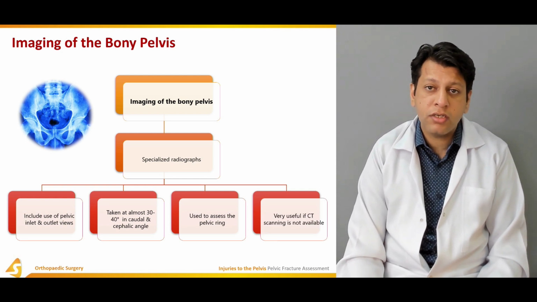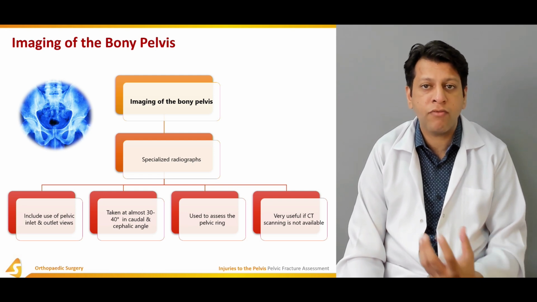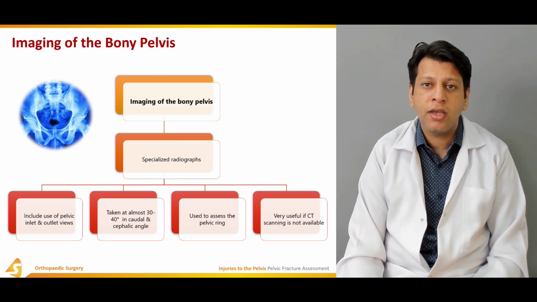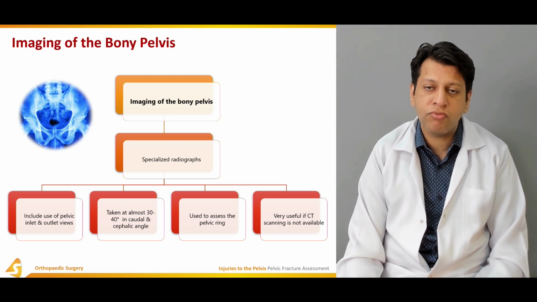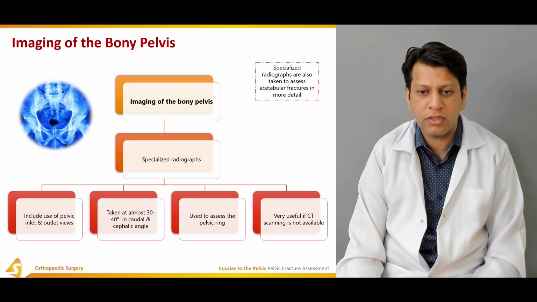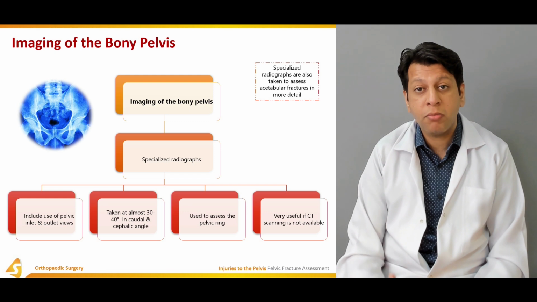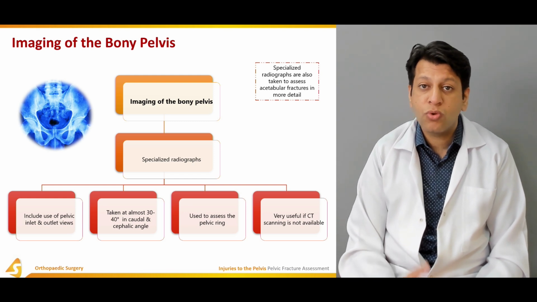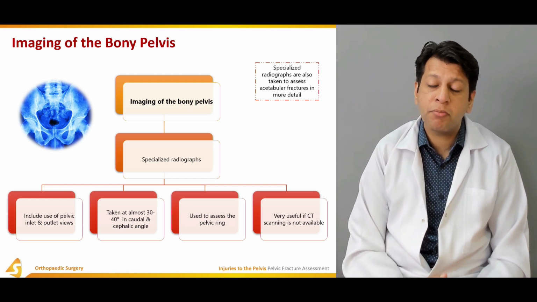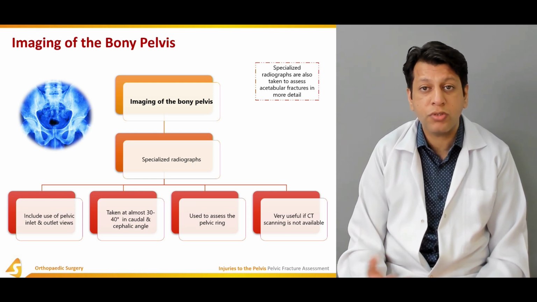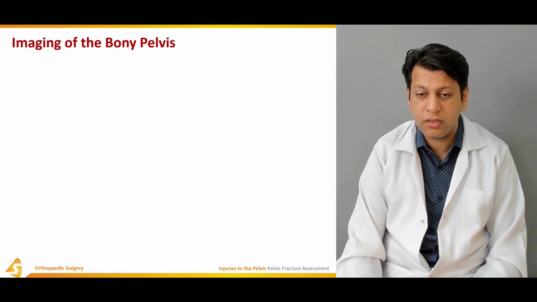Nowadays, a 3D CT scan of the pelvis would tell you everything, whether it is the inlet views, outlet views or oblique views, and almost all the information can be obtained from a simple 3D CT scan. But the problem sometimes is that the patient may not be stable enough to go for a CT scan. So first and foremost, make the patient stable enough to go to a CT and then get a CT of that.